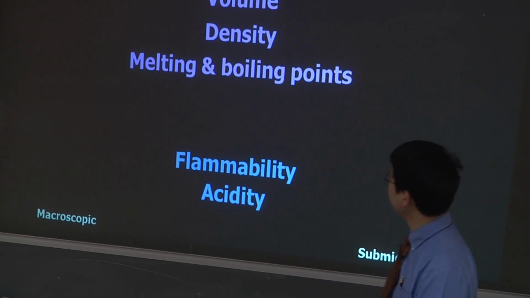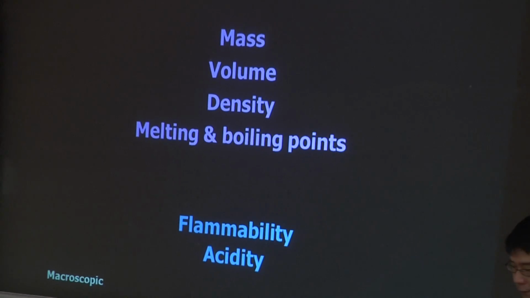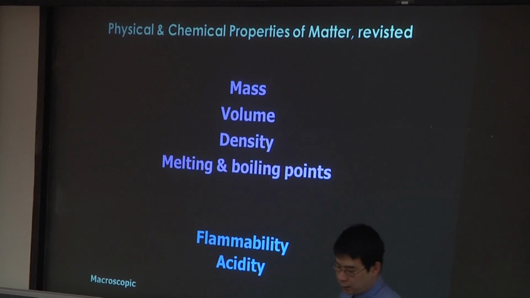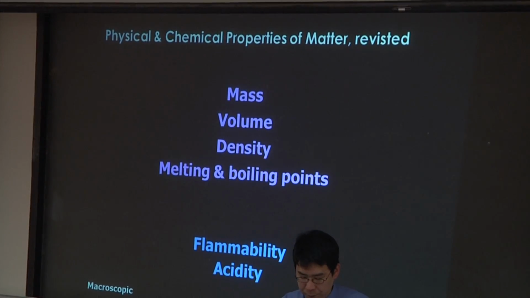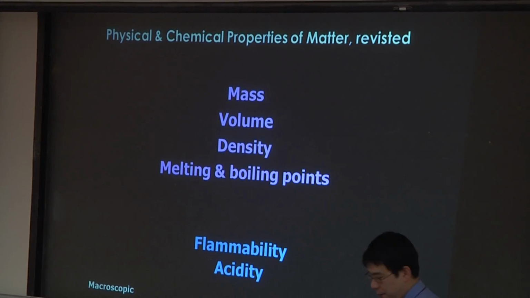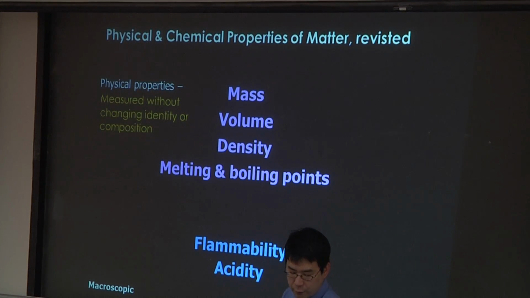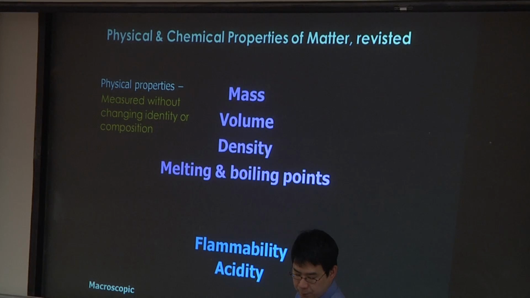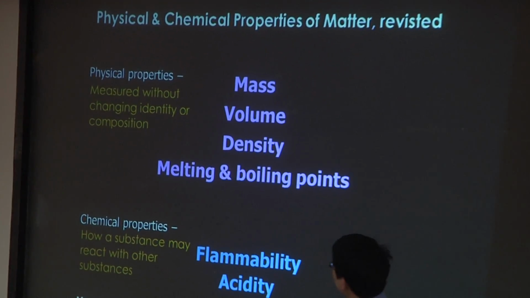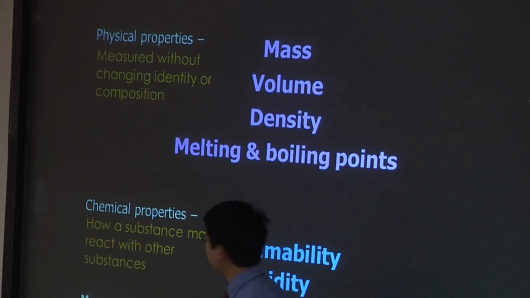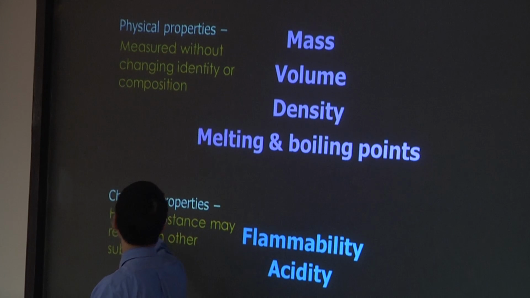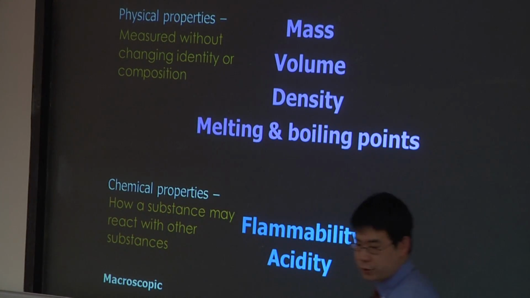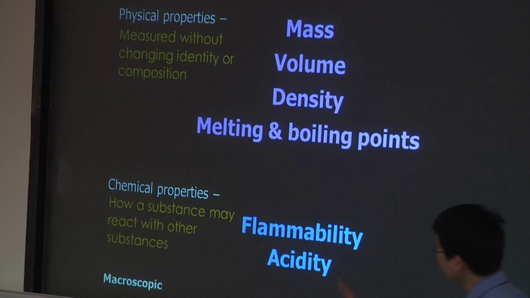So we're going to revisit some of our properties, right? Not all of them, but some of them here. We have mass, volume, density, melt, and so on. From the macroscopic point of view, remember we looked at physical properties and chemical properties, right? Physical properties are those that are measured without changing their identity or composition. Chemical properties have to do with how a substance reacts with other substances. Right? We saw these definitions again a couple of weeks ago. That's from the macroscopic point of view.